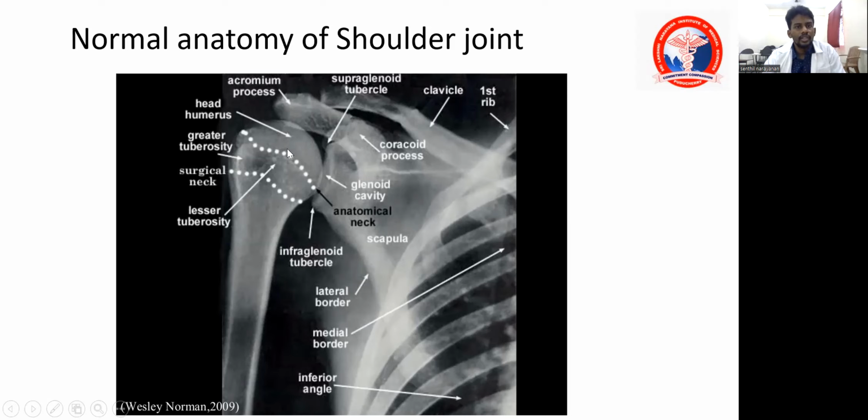Coming to the anatomy of the shoulder joint, this is the head of the humerus. Here there is a greater tuberosity. This is the surgical neck. This is the lesser tuberosity. Here there is the supraglenoid tubercle of the scapula. This is the first rib. Infraglenoid tubercle, lateral border, medial border.